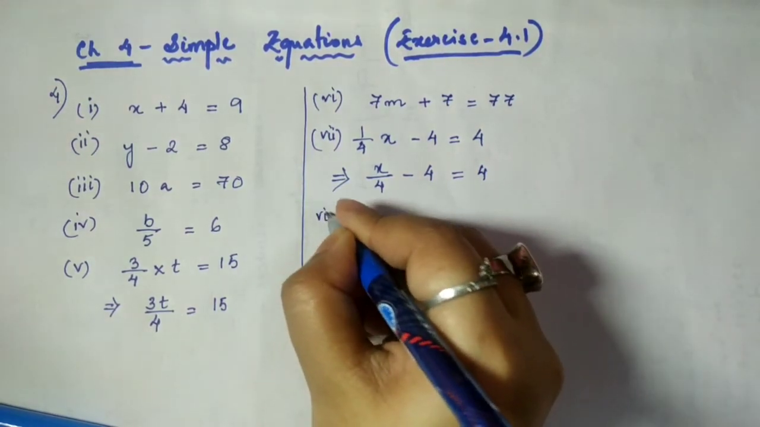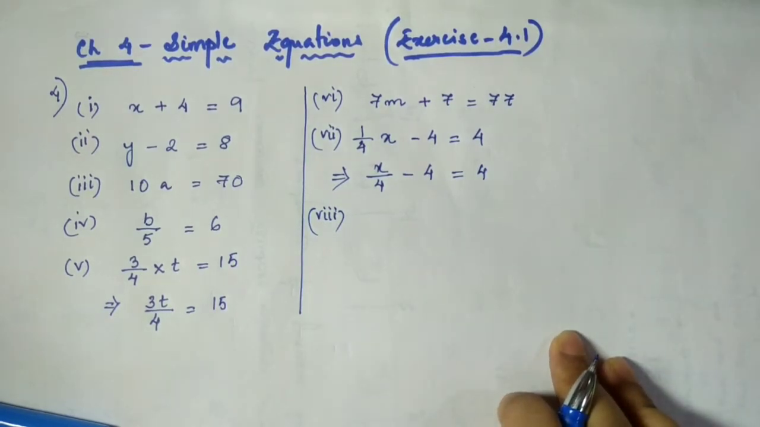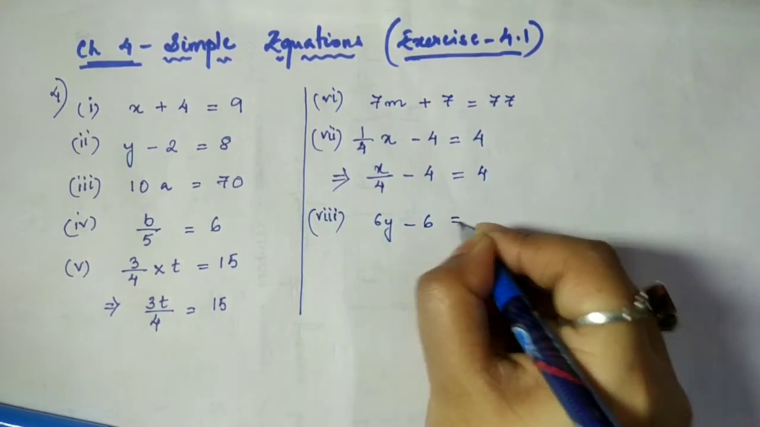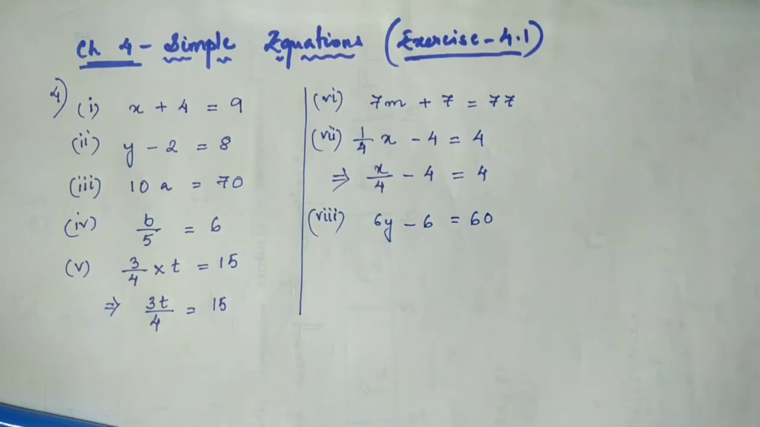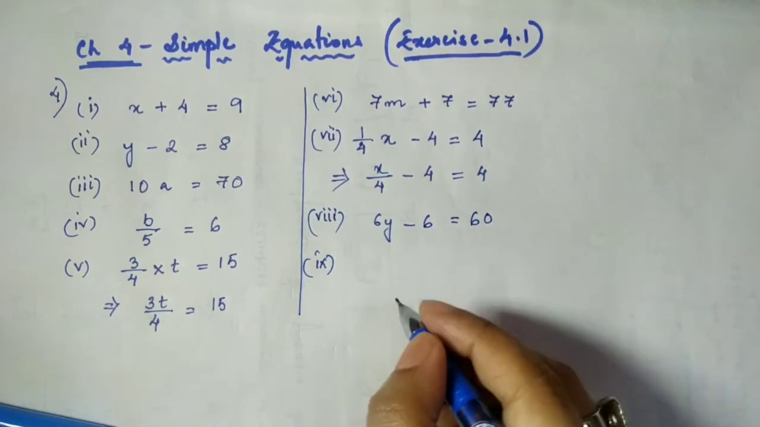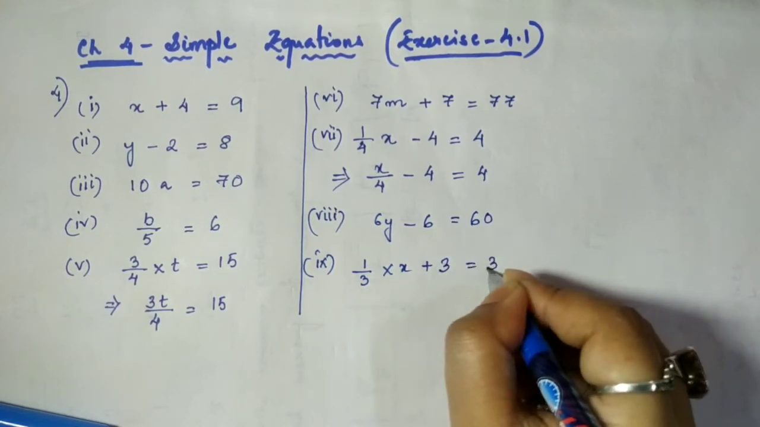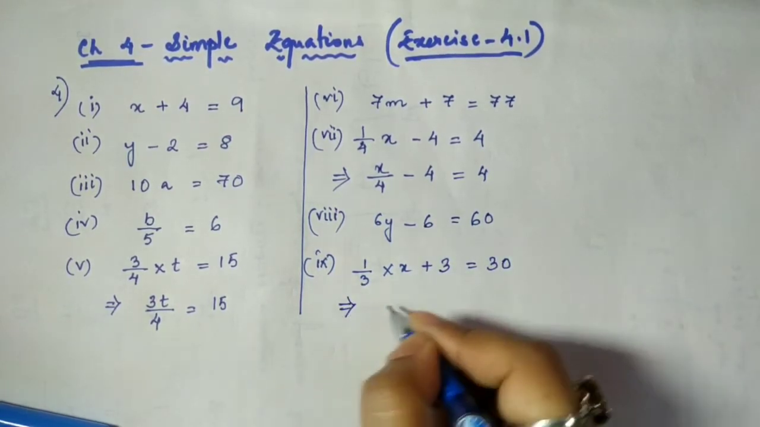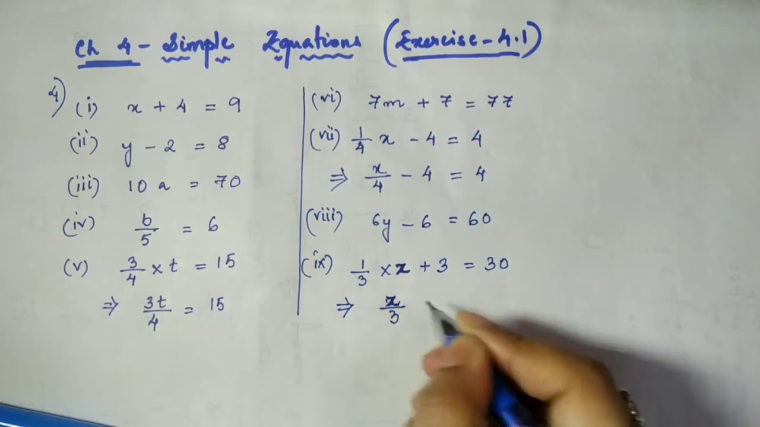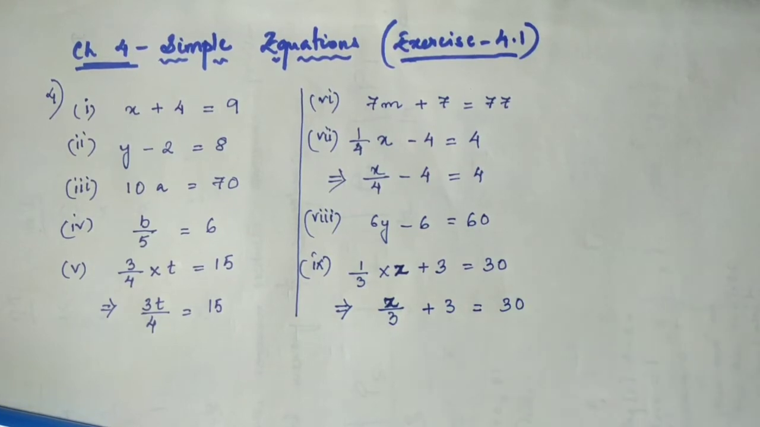Next question is number 8. We have till question number 9. In 8 it is given: if you take away 6 from 6 times y, and if we take away 6, you get 60. So this is the equation. And the last one is number 9, where it is given: if you add 3 to 1/3 of z, you will get 30. If you simplify it, you will get z by 3 plus 3 is equal to 30. So these are my equations.